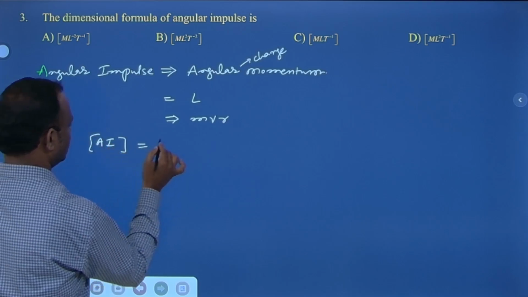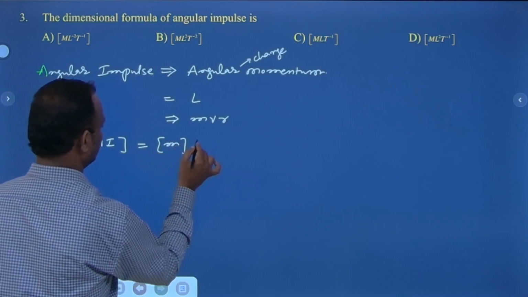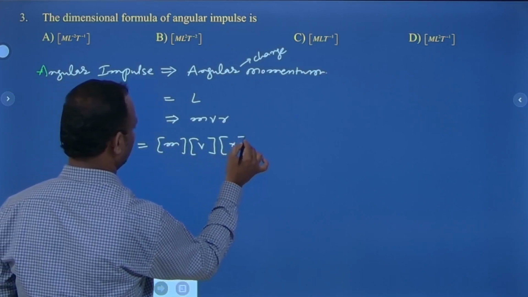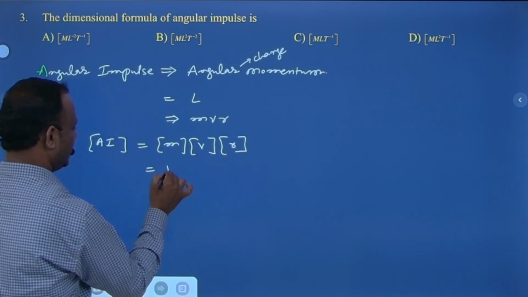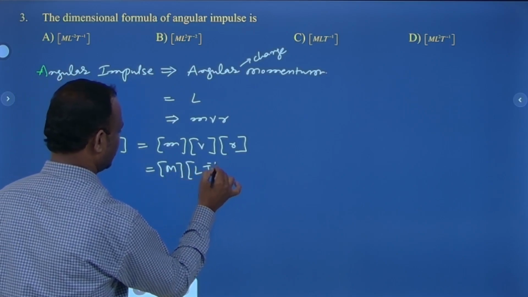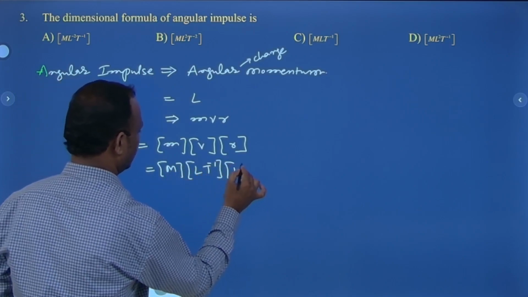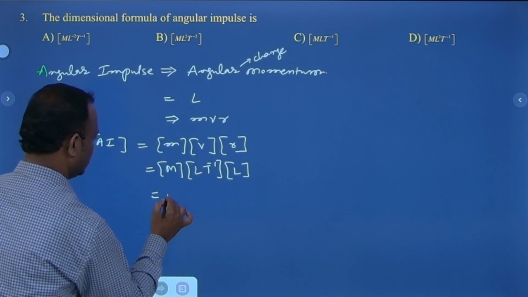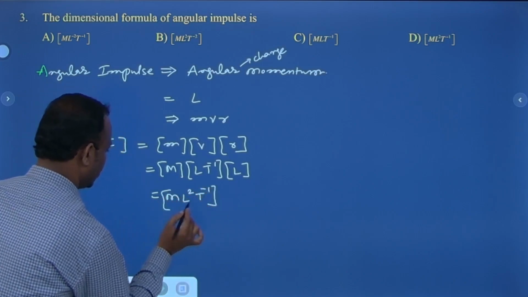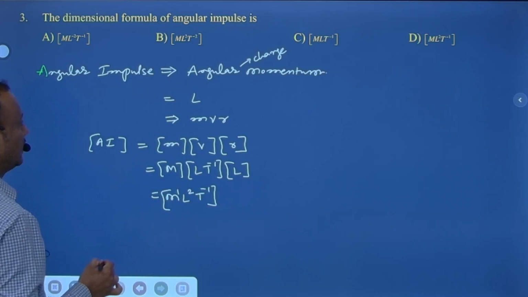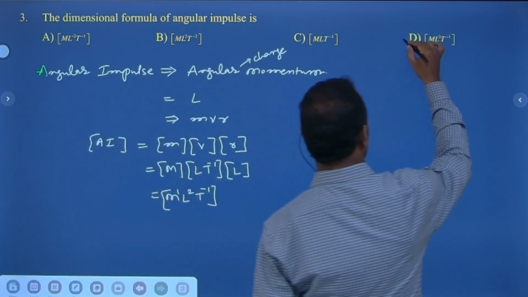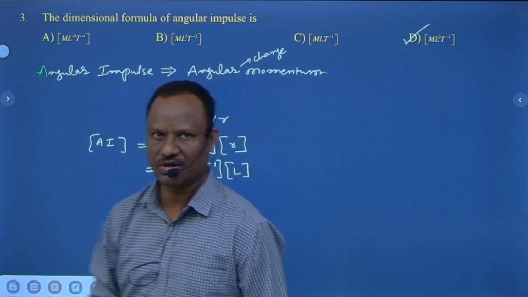dimensional formula is equal to the dimension of M, dimension of V and dimension of R. M dimensional formula is capital M and V is LT power minus 1. R is L. So this is M L square T minus 1. Option D is your answer.